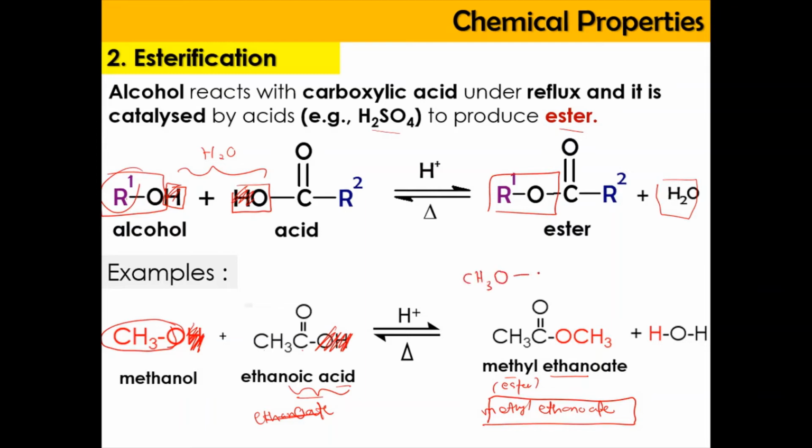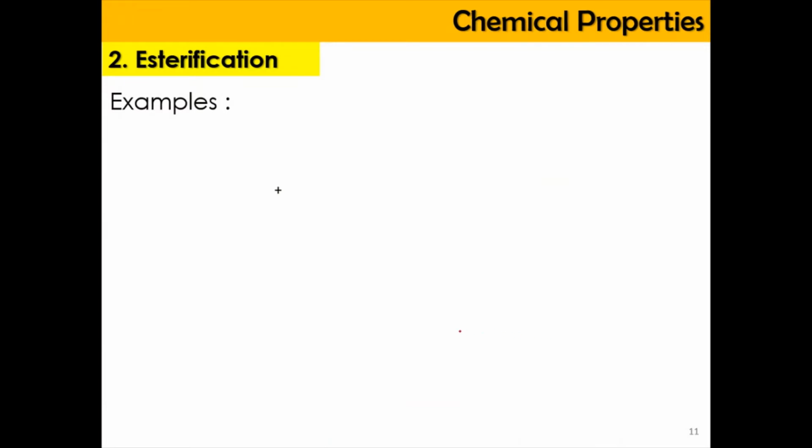Okay, and you can also draw it as CH3O, C double bond O, CH3. Okay, so it is the same thing. So yeah, you can draw it this way, or you can also put it on the right hand side, because it still brings about the same meaning. Okay, now let us look into another example.